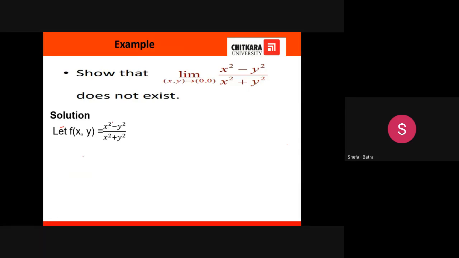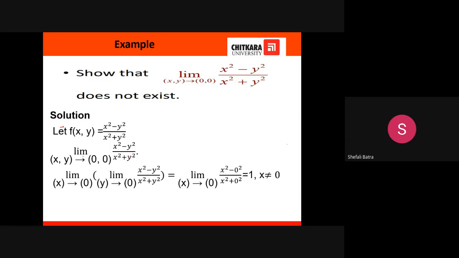So the function is x square minus y square upon x square plus y square. You need to find out this limit as x comma y approaches to 0, 0. So first path, I'm taking limit y approaches to 0, limit x approaches to 0. So first we solve this. While solving this, you are putting y is equal to 0. Limit x approaches to 0, but while solving, x should not be equal to 0. The value is 1. Now, f of x comma y approaches to 1 as x, y approaches to 0, 0.